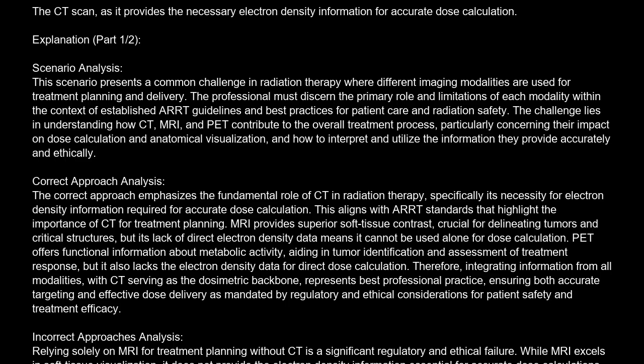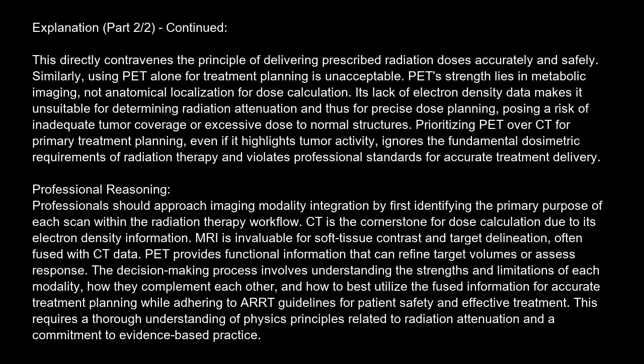Incorrect approach analysis. Relying solely on MRI for treatment planning without CT is a significant regulatory and ethical failure. While MRI excels in soft tissue visualization, it does not provide the electron density information essential for accurate dose calculations, leading to potential under- or overdosing of the target volume and surrounding healthy tissues. This directly contravenes the principle of delivering prescribed radiation doses accurately and safely.